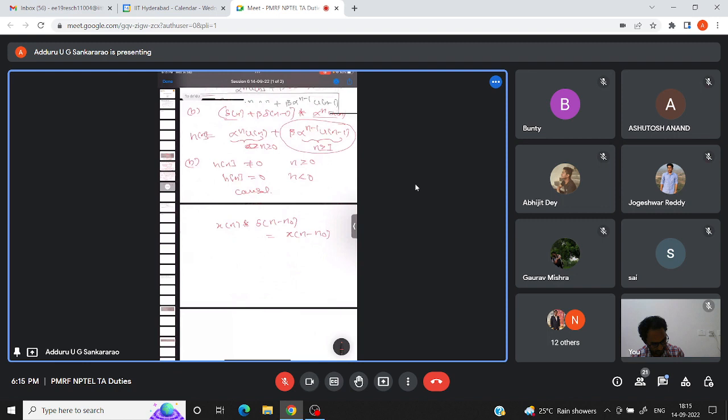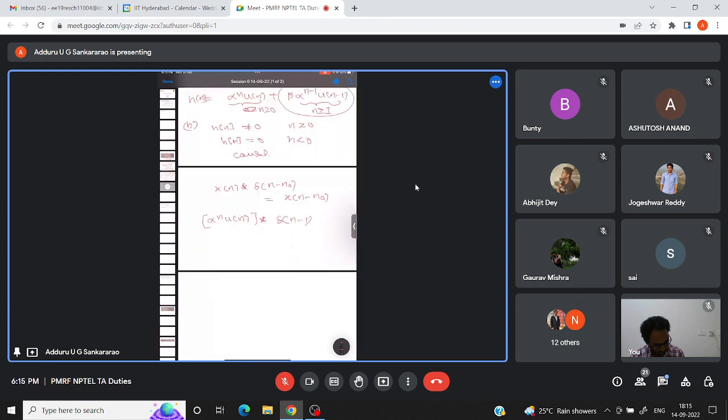convolved with del of n minus 1. So by the convolution property, instead of n, n minus n naught will come. Instead of n, here n minus 1 will come. So alpha power n minus 1 u of n minus 1, that's what we got here. So we have the impulse response.